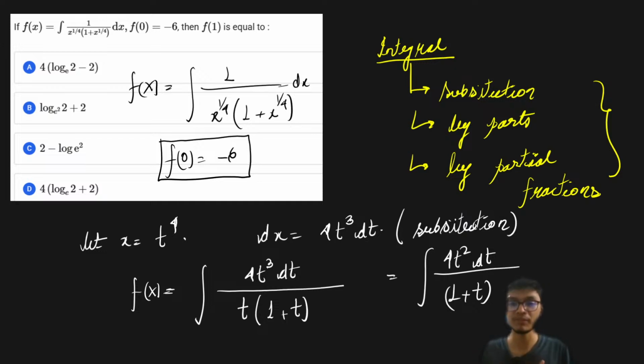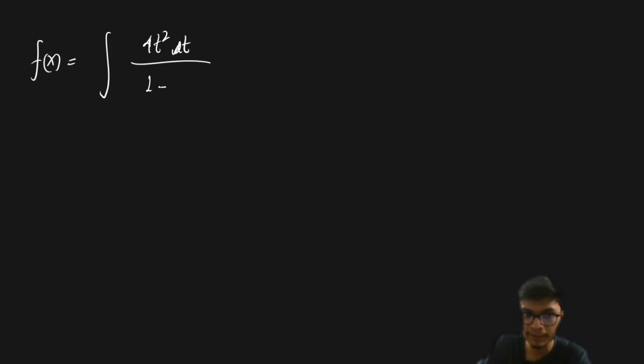Now how we try to solve this is a simple matter: if you are able to decompose it into two simpler expressions for which you know the formula, then the question is fairly simple. So let us try to separate and then integrate, right? How will we separate it? The function value f of x is basically the integral of 4t square dt divided by 1 plus t, right?